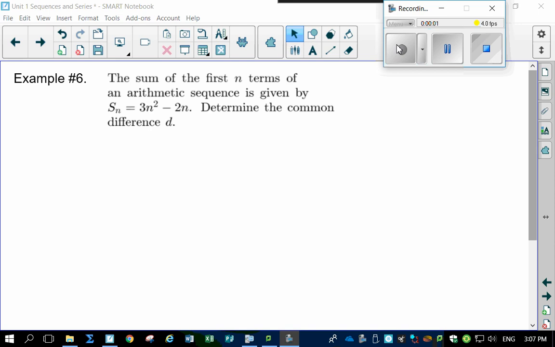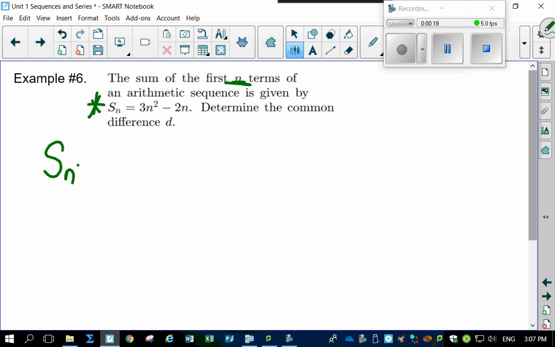This one works out to be one of my favorite questions ever, because you actually have to really understand all the formulas to really get a handle on this question. Look what this says. It says the sum of the n terms. They give you a general formula for the sum. Oh, that's nice. Sn equals 3n squared minus 2n.